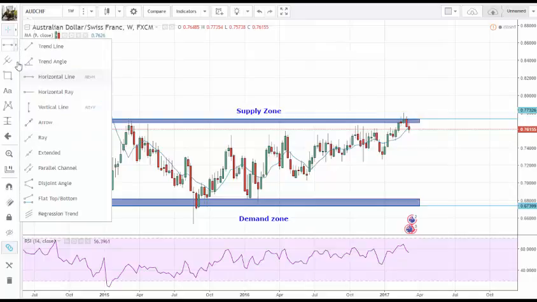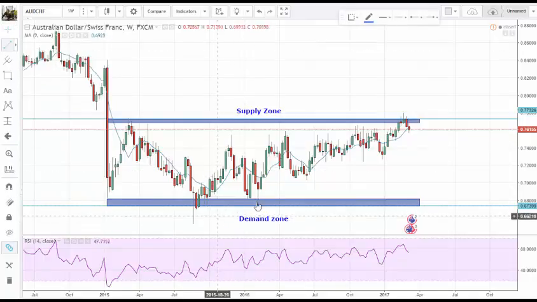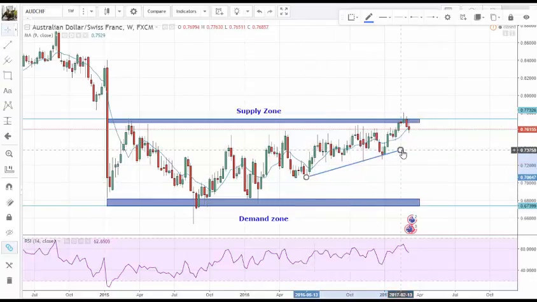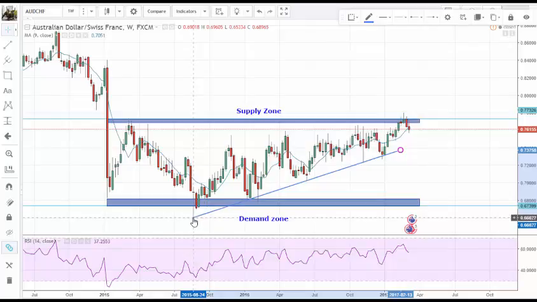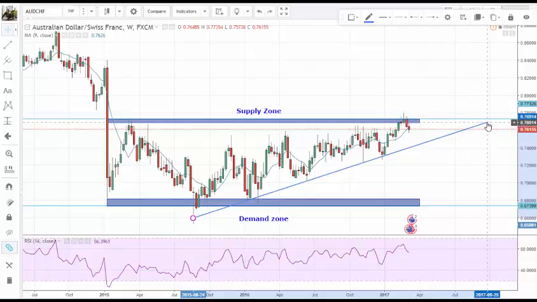Then again, also on this time frame, I want to draw in a very obvious trend line. I see this one. This to me is a very obvious trend line. I think we can agree on that. So that's very important for me to put in this chart.